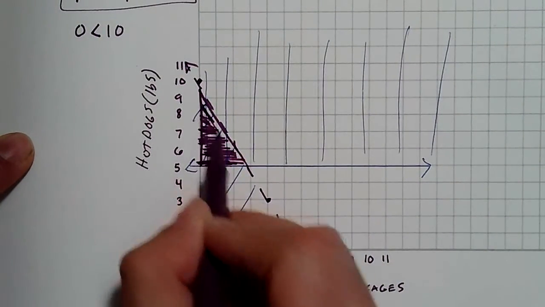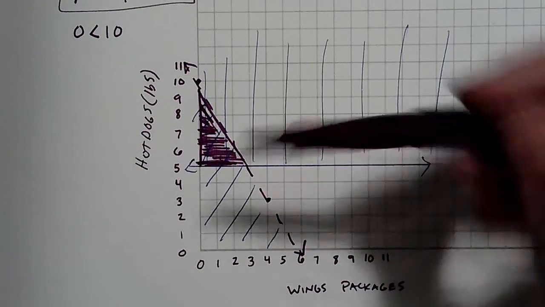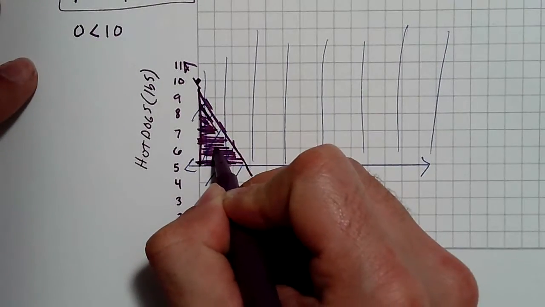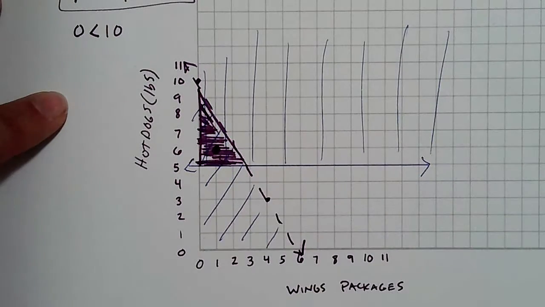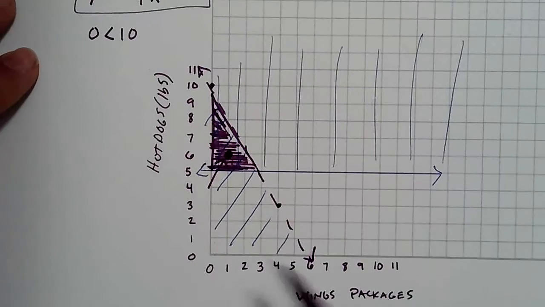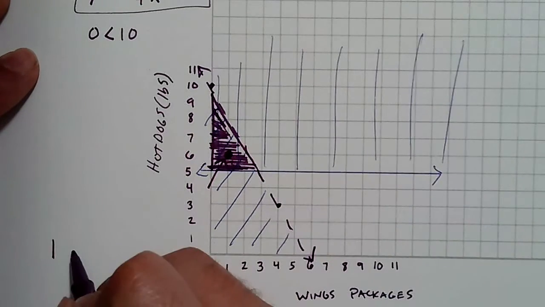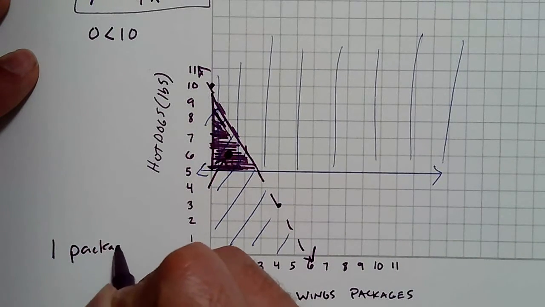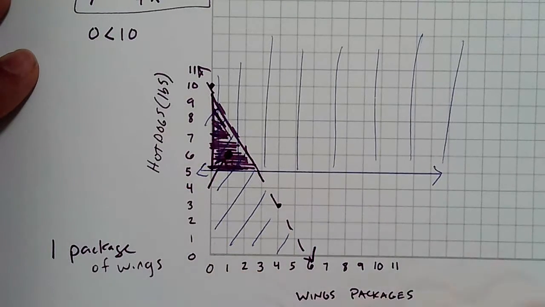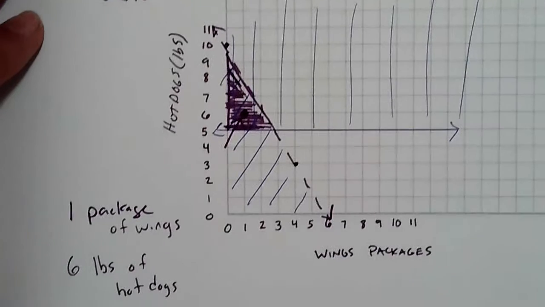That means any combination that fits in that shaded region, as long as it's not on that dashed line, will work. So I'm going to make it easy. I'm going to grab this point right here. It's kind of hard to see. I'm going to draw an arrow. So I'm going to call that 1 package of wings and 6 pounds of hot dogs.